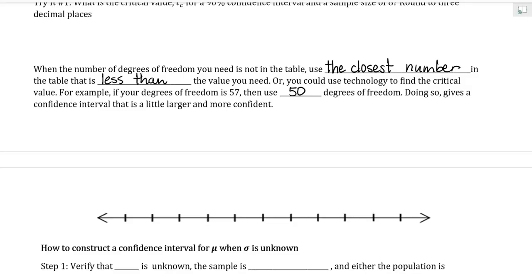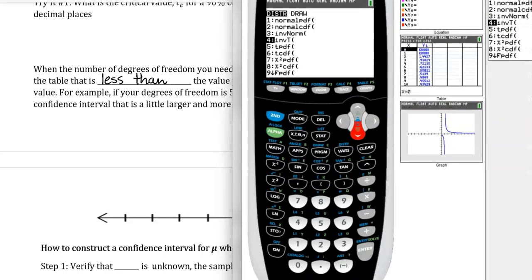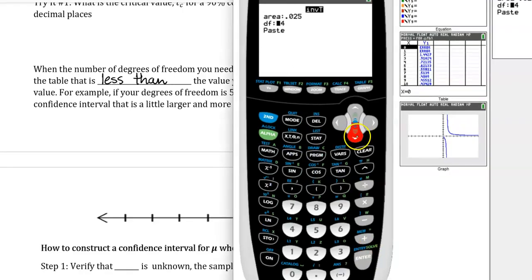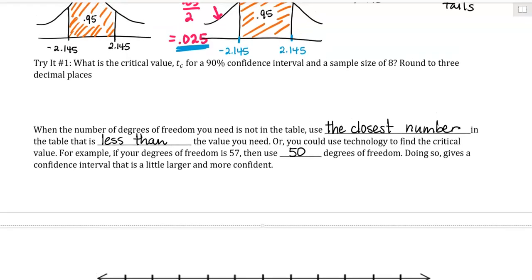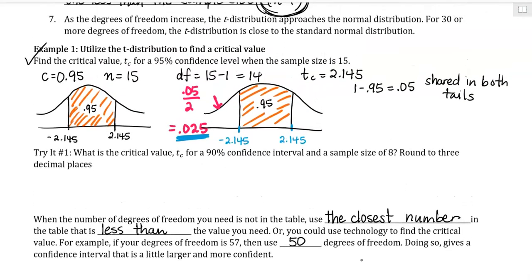So if our degrees of freedom was 57, then we would end up using 50 degrees of freedom if we were using the table. Or, of course, you could always use the calculator, and then when you went down to INVT, you would just enter in that your degrees of freedom was 57, and that would give you your critical values as well, depending on whatever your level of confidence was. So go ahead and try the next example on the next slide before we look at some examples of how we will construct confidence intervals when we do not know the population standard deviation, because we were not going to be able to build these confidence intervals unless we definitely know how to find these critical values.